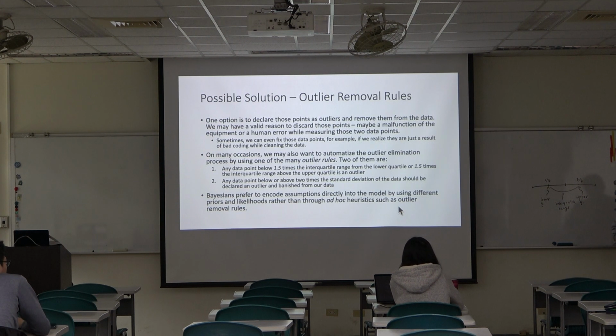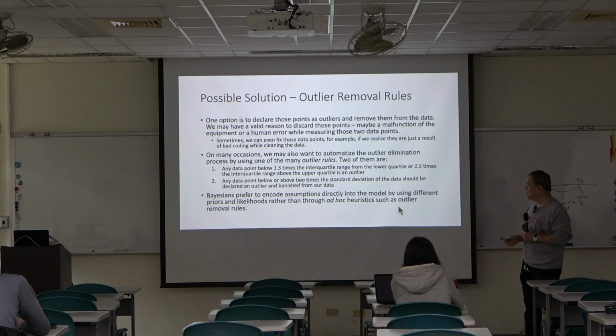So if a point is 1.5 times the interquartile range lower than the lower quartile, or 1.5 times the interquartile range higher than the upper quartile, we consider it an outlier. So this is one way to get rid of outliers.